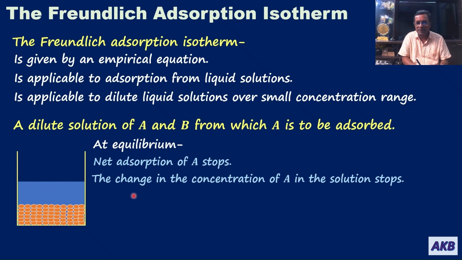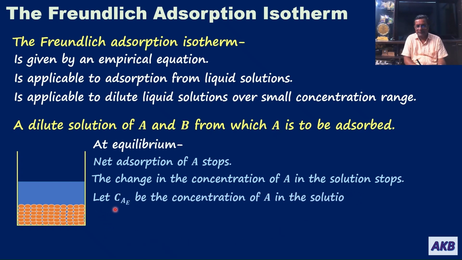So at equilibrium, the change in the concentration of A in the solution stops. We are going to denote the concentration of A in the solution when equilibrium is reached by CAE. CAE is the concentration of A in the solution when an equilibrium is reached between solid and liquid phases. So this is the equilibrium concentration, CAE.